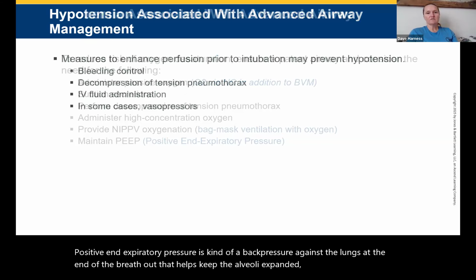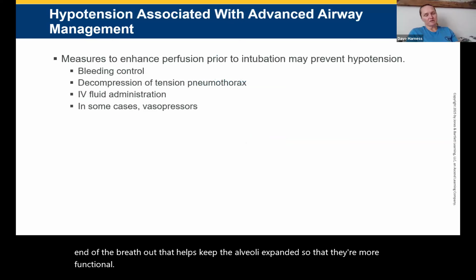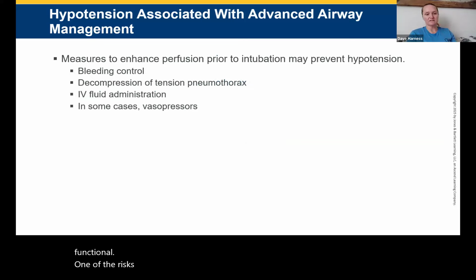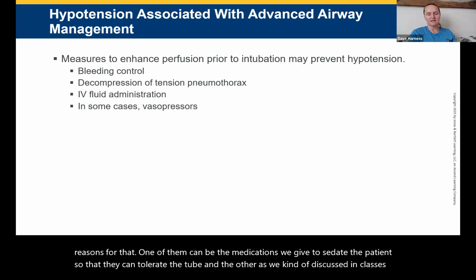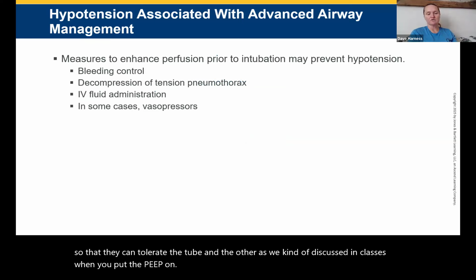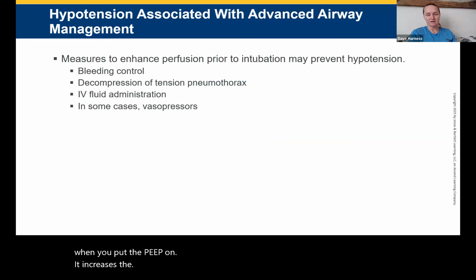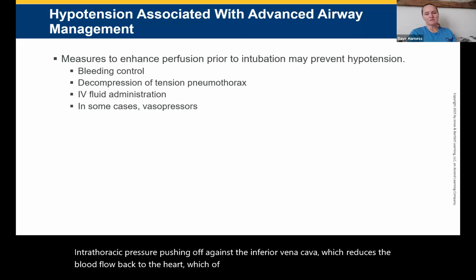One of the risks with advanced airway placement is hypotension. And there are two reasons for that. One of them can be the medications we give to sedate the patient so that they can tolerate the tube. And the other is that positive pressure ventilation increases the intrathoracic pressure, pushing off against the inferior vena cava, which reduces the blood flow back to the heart, which of course reduces the blood flow out of the heart.